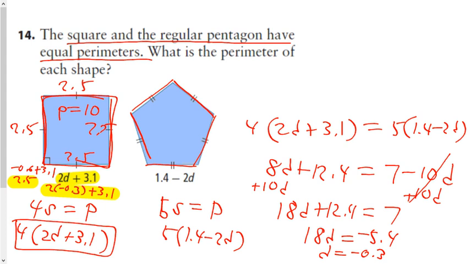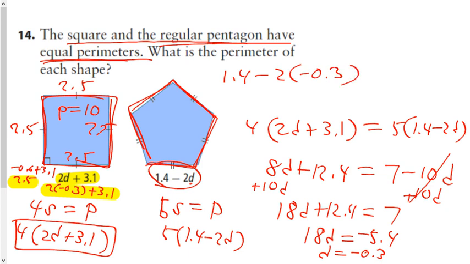Guess what the perimeter of the pentagon is without working it out? It's actually 10 as well. This should be 2, 2, 2, 2, and 2 because they have equal perimeters, correct? So this should equal, when I substitute negative 0.3 for my d here, positive 2 because they have equal perimeters. 1.4 take away, this is going to work out to be take away negative 0.6. Keep, flip, change. Guess what that is? It's a positive 2. So therefore, the perimeter of this is also 10.